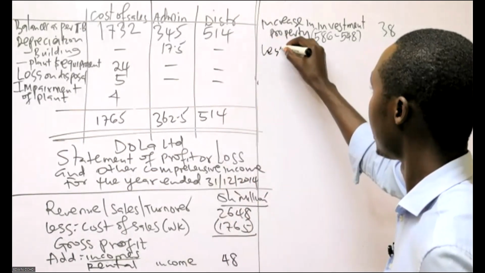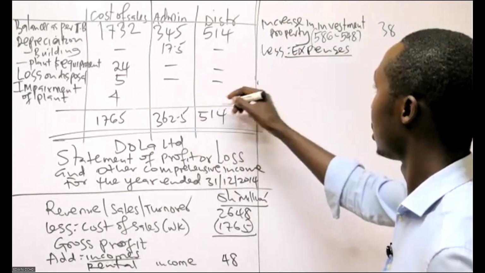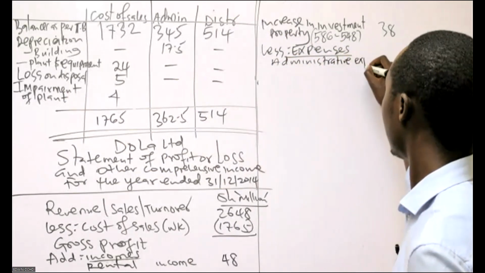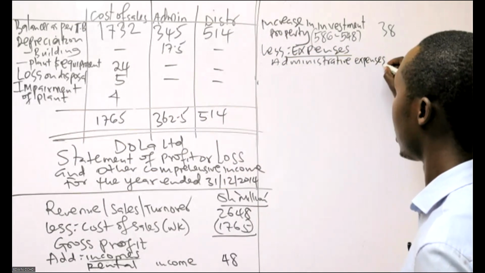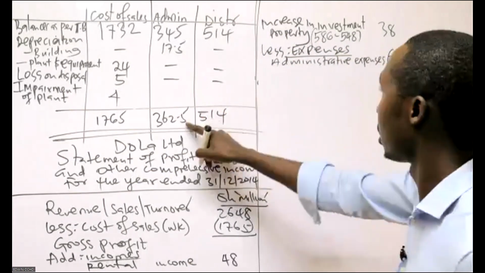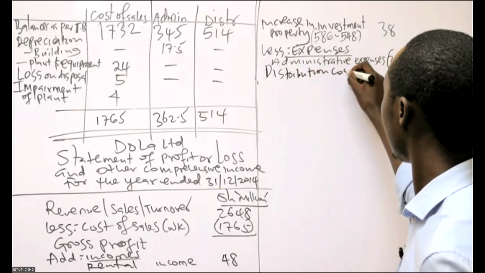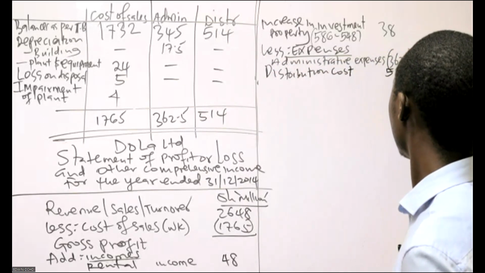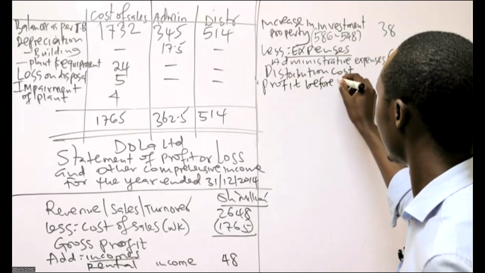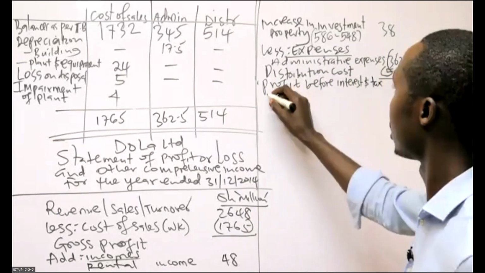After incomes, we raise expenses. So expenses, we talk about admin. So that is 362.5. This one, then distribution cost. So 540. So we get the profit before what? Interest and tax. That is where now we introduce finance cost, the interest.